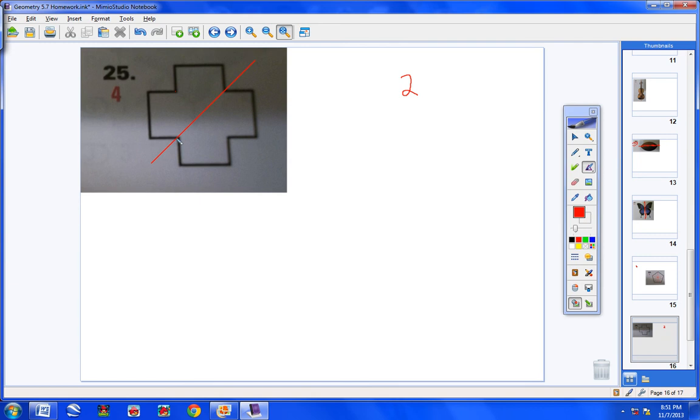If you were to fold that picture right there on that red line, this side here would fall right on top of this side over here. So that's 2 more lines. So we have a total. We could draw 4 lines of symmetry. 4 lines of symmetry. All right.